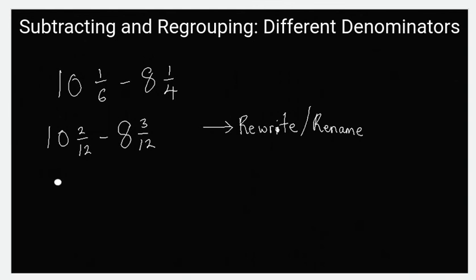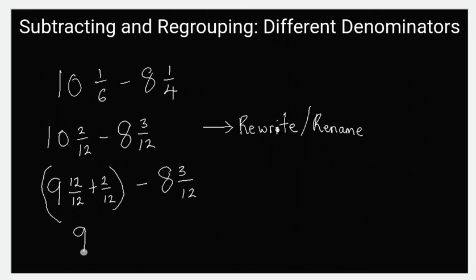So you take 1 from 10, you'll have 9. That one, you write it in the form of a fraction using the denominator. 12 over 12 is 1. And then you add that fraction to the fraction of the mixed number so that you can have a greater numerator from which you can subtract the second numerator. All right, so this will now work out. We'll have 9 whole number 14 over 12 minus 8 whole number 3 over 12. And then this would give us 1 whole number 11 over 12, and we are good.